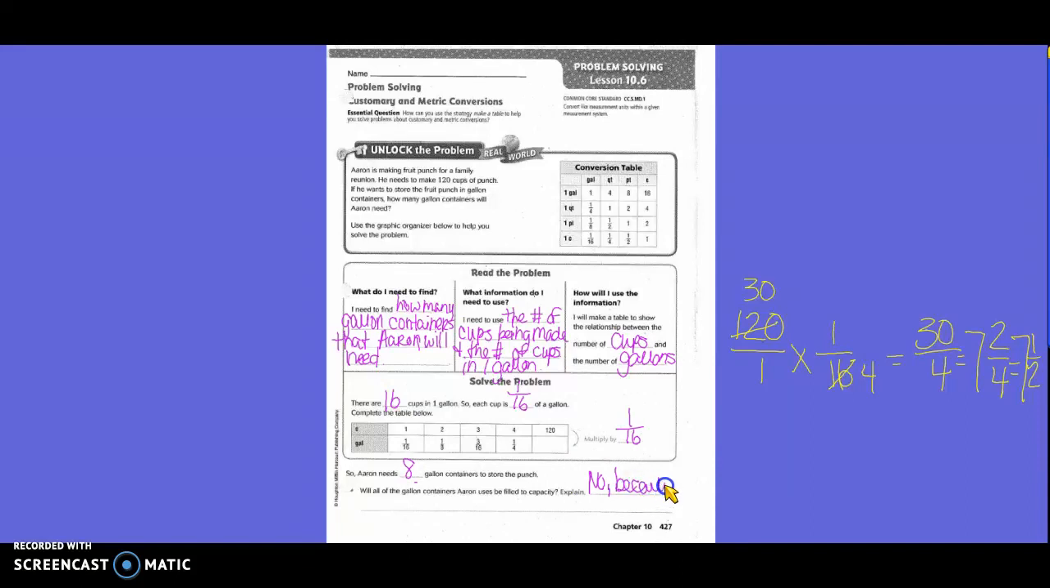Because 120 cups only equals what? How many gallons, guys? 7.5 gallons. So 1 gallon will be what? Will be half full.